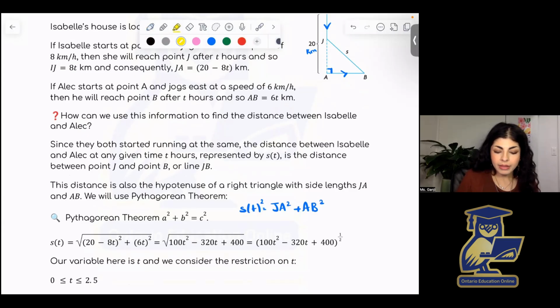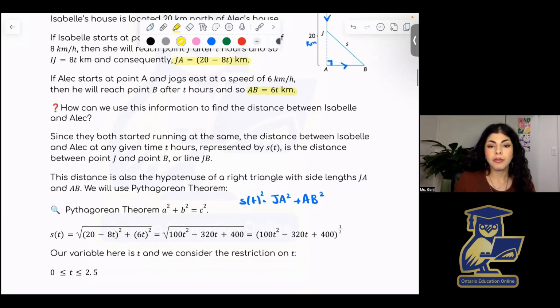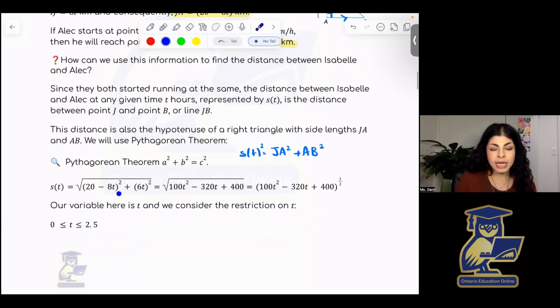And going back to what I had here, we had AB, we also had JA. So now we're just substituting to create our function for S of t. So this is 20 minus 8t squared plus 6t squared. And because we only want S of t, we do take that square root as well. And so expanding and simplifying, you should get, and double check this for yourself, 100t squared minus 320t plus 400.